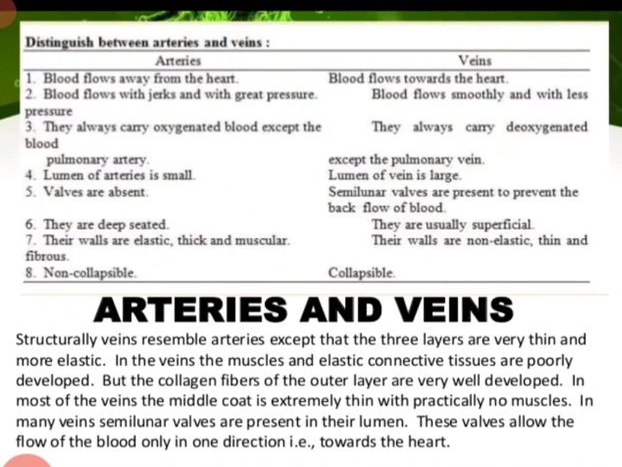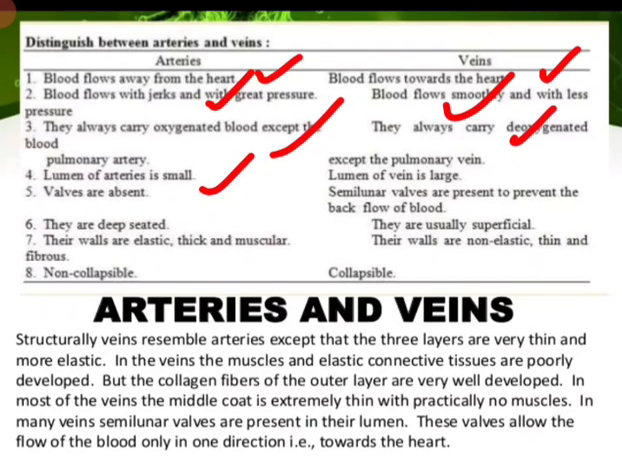Okay, so arteries and veins, this is the difference here. In arteries, the blood flows away from the heart. In veins, blood flows towards the heart. In arteries, blood flows with jerks and with great pressure because arteries have muscular walls. In veins, blood flows smoothly and with less pressure. Arteries always carry oxygenated blood except the pulmonary artery, and veins always carry deoxygenated blood except the pulmonary vein. Lumen of arteries is small.